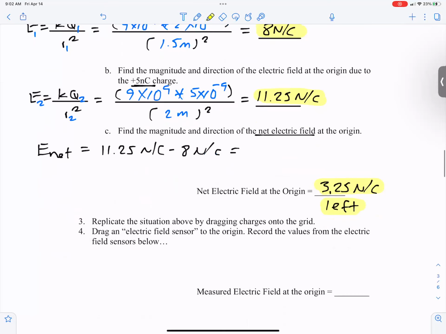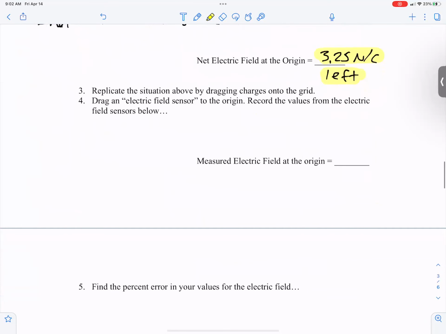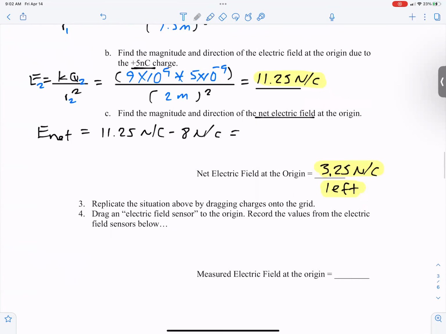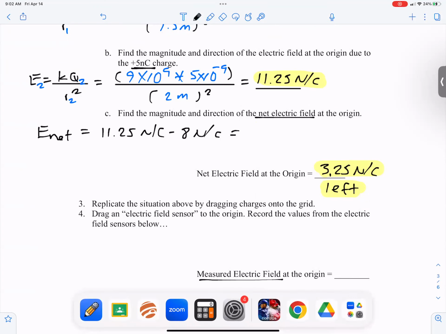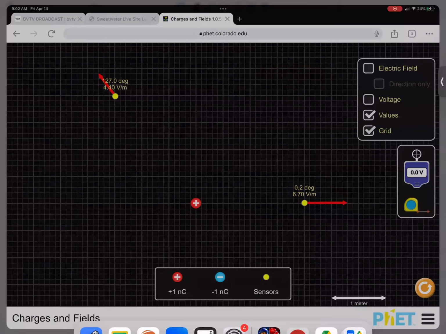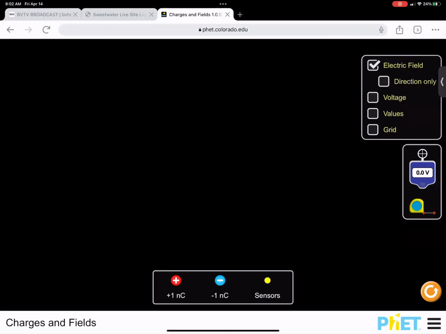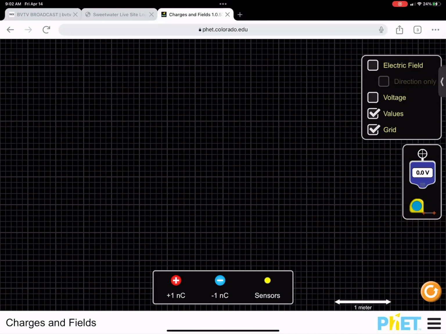Now, we're going to do the exact same thing, and find the measured value of the electric field by placing the charges where they belong and a sensor right at the origin. So let me go ahead and clear this. Need values, need grid. Okay, I'm going to call this the origin. I'm going to go over 1, 2, 3, right about there. I'm going to place 2 nanocoulombs right there.